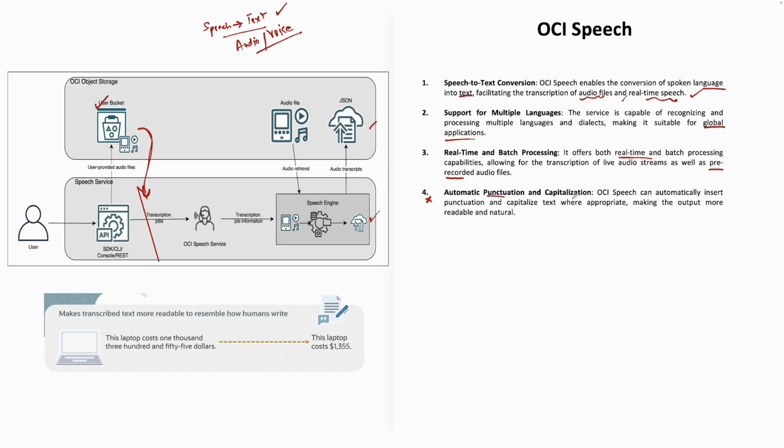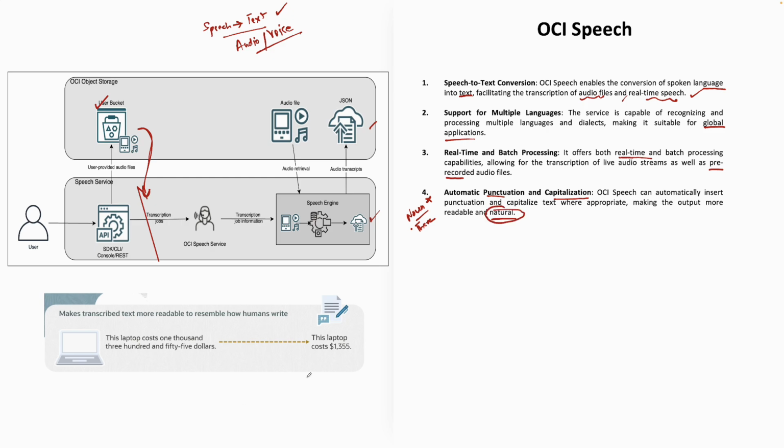And a very important point, guys. It allows SPAG, which is spelling, punctuation, grammar. Here we are talking about punctuation and capitalization. OCI Speech can automatically insert punctuation and capitalize the text where appropriate. So it understands that if it is a noun, a noun should be capital. If you have a full stop, the next letter after a full stop would start with a capital, let's say "There, there was." So all it is saying is that it will automatically do punctuation and capitalization for you where appropriate, to make it more readable and natural.